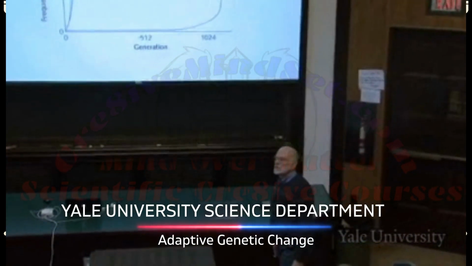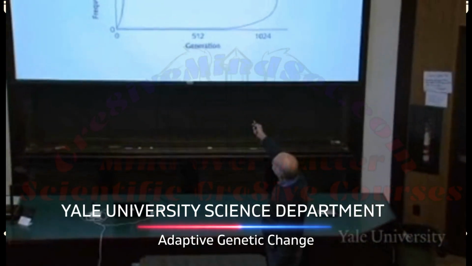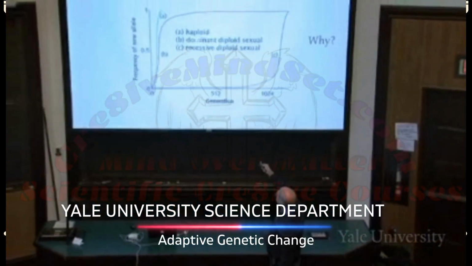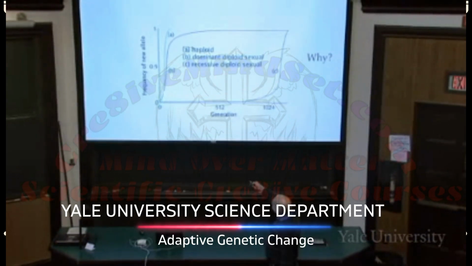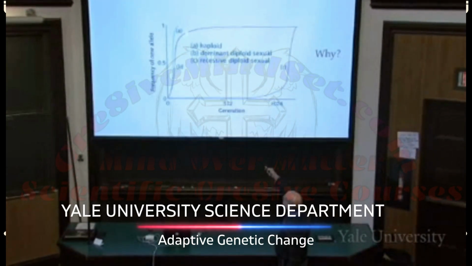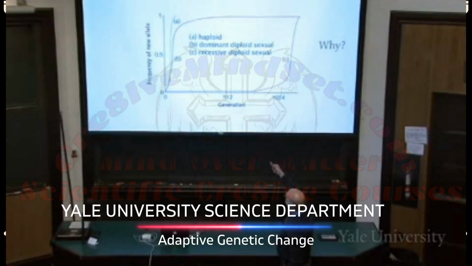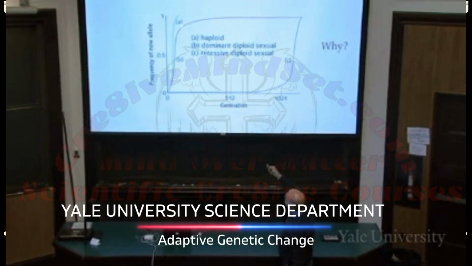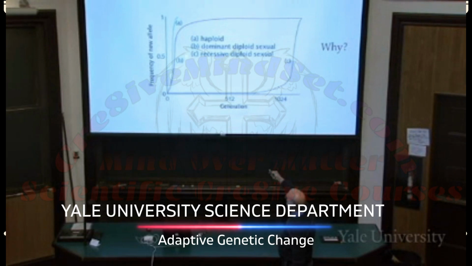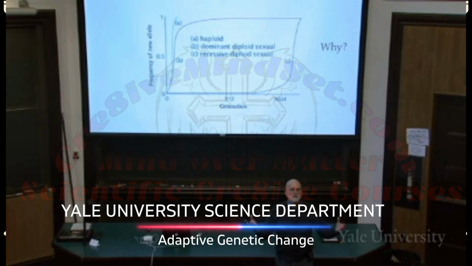Why is the trait, let's do it for a dominant diploid sexual, okay? Slow at the beginning, fast in the middle, really slow at the end. Let's concentrate on first why this is really slow at the end, and then we can also look at why a recessive diploid sexual is really slow at the beginning. What do you have to think about in order to pull the answer out of that diagram?